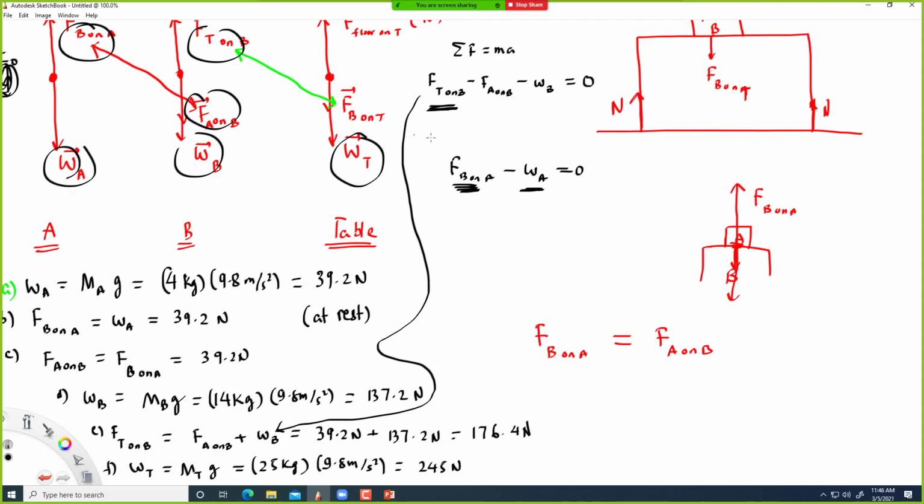And then the next one is force of B on T. This one is the same as force of T on B, action and reaction. Just switching the letters. And we already found this one. We got this F T on B, which is 176.4. So 176.4 Newton.